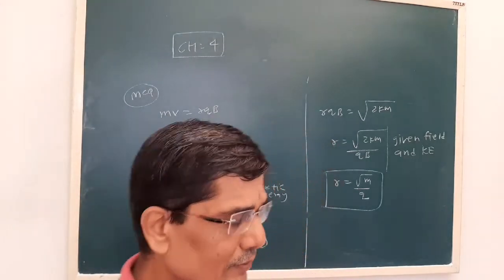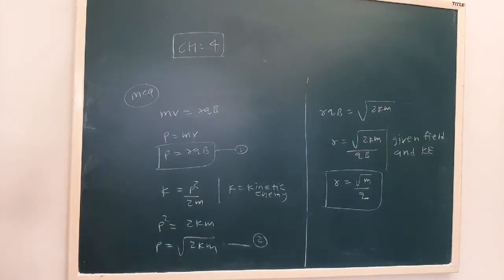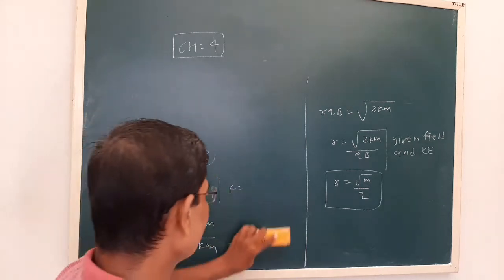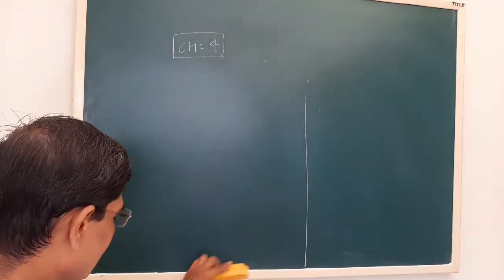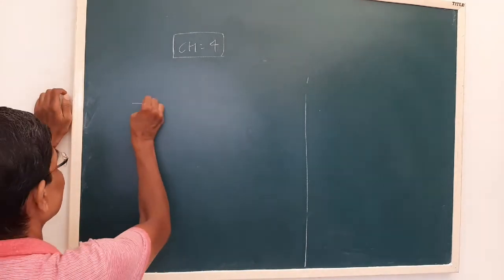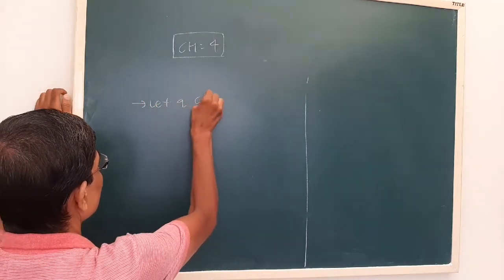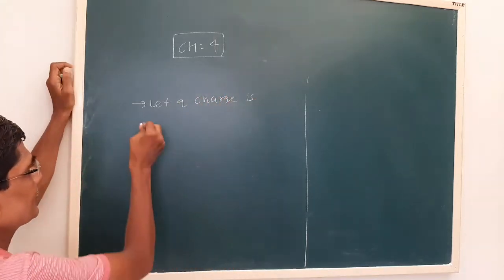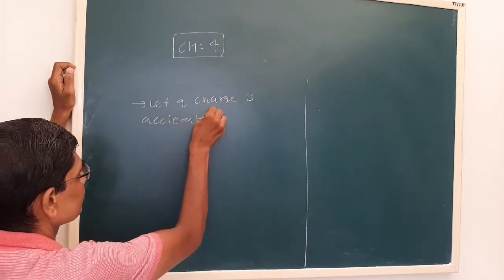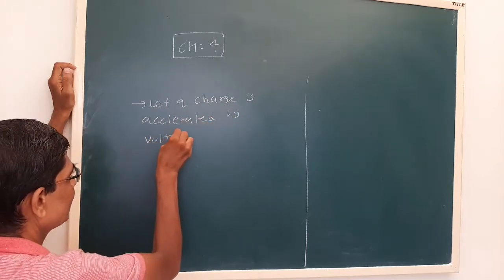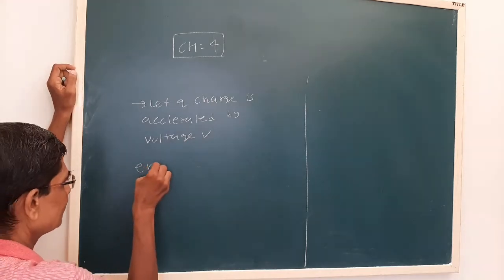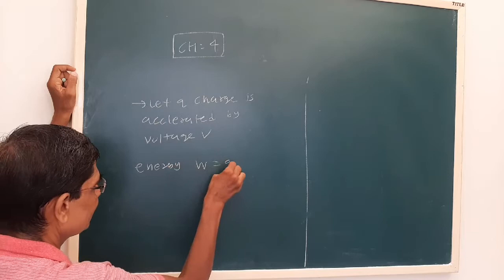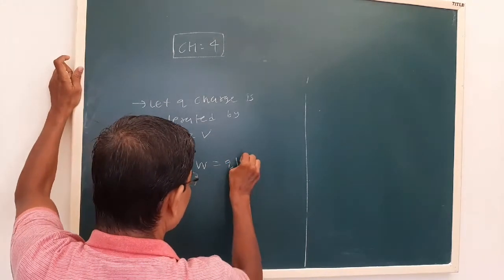Now see, this is about the motion of a charged particle in a magnetic field. Now sometimes you accelerate a charge by some voltage. Let us say, let Q charge is accelerated by voltage V. Now see the formula we have studied. See, the energy or work is QV. Here remember capital V is voltage.